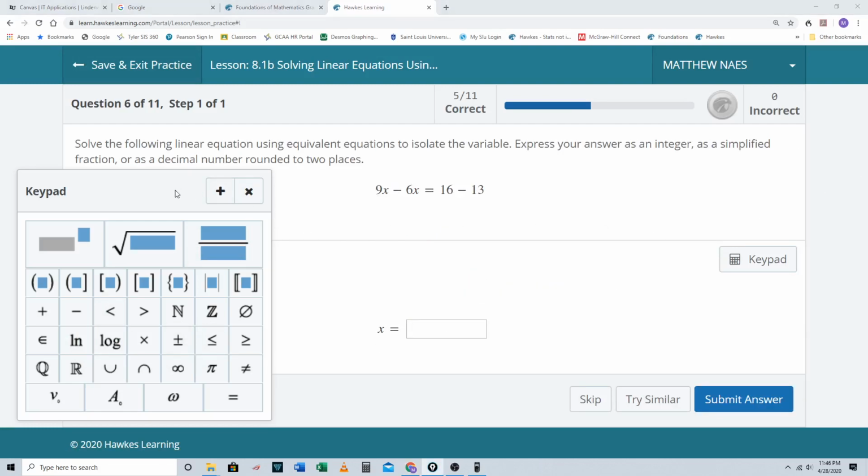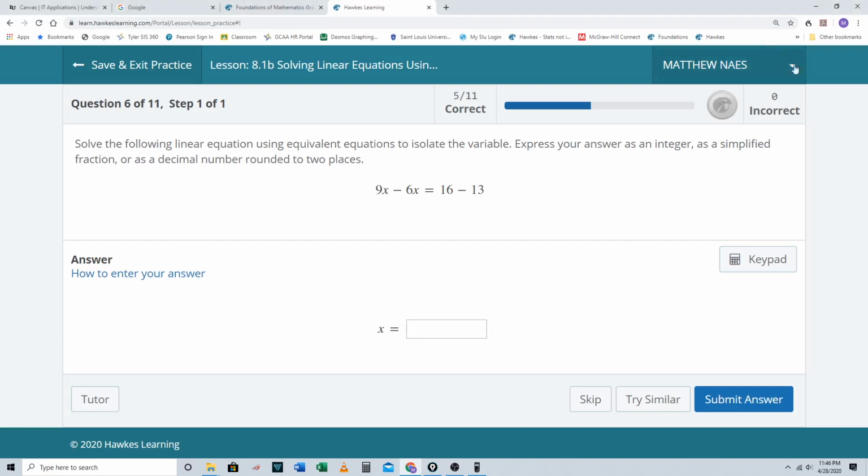All right. Now, just like on the other one, we're going to simplify first. So combine like terms. 9 minus 6, 3. Won't deal with the x right now. The x stays the same. 16 minus 13 is also 3. So I'm going to divide both sides by 3. Get x equals 1.